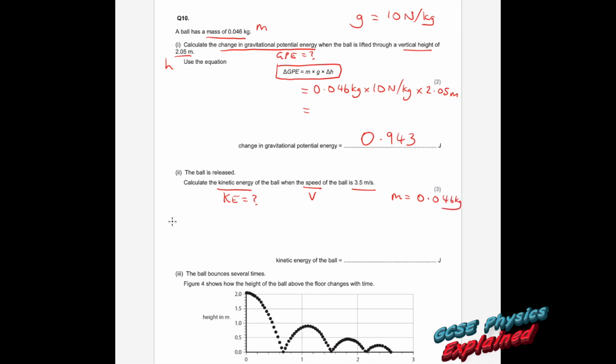Okay, let's just pop the numbers into the calculation. Kinetic energy is a half times by the mass times by the velocity squared. Well, we've saw that a few times now, haven't we? That's a half times by the 0.046 kilograms. Multiply that by 3.5 squared, of course. So make sure you do that first. 3.5 squared times by 0.046 times by a half, and that equals 0.28175.